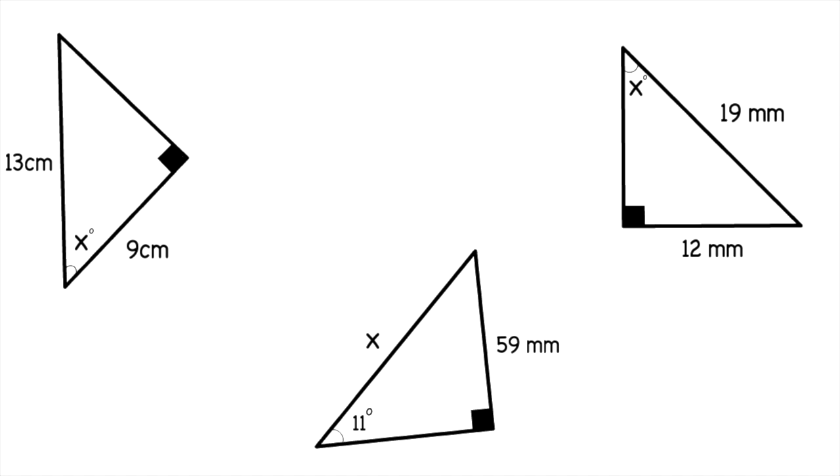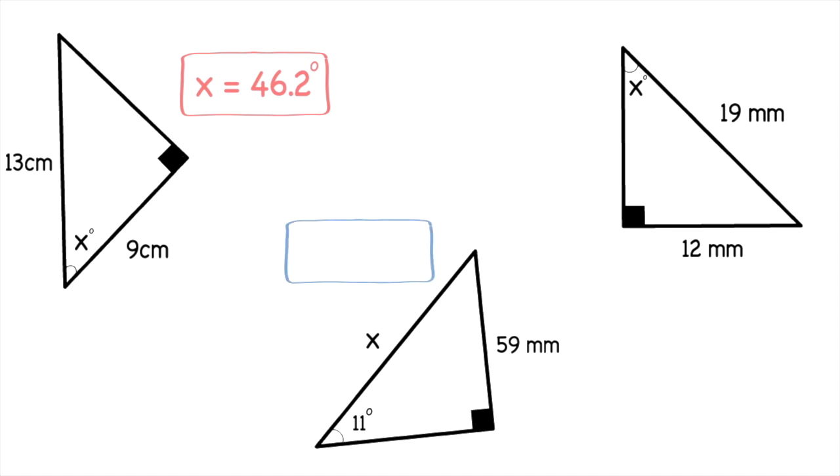Okay, so for the first one, for x, the answer was 46.2 degrees. For the second one, the missing side was 309.2 millimeters. And for the last triangle, the missing angle was 39.2 degrees. A huge well done if you got these right. These are tricky questions and it's not an easy topic to get your head around, so if you manage that, that's fantastic.